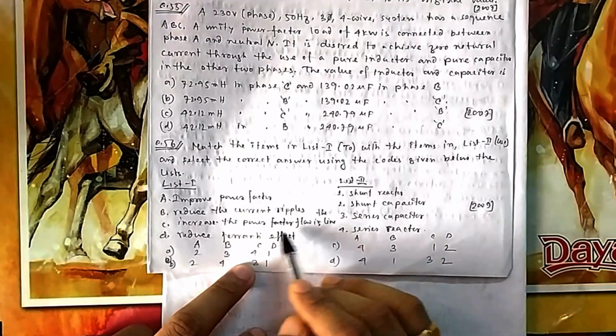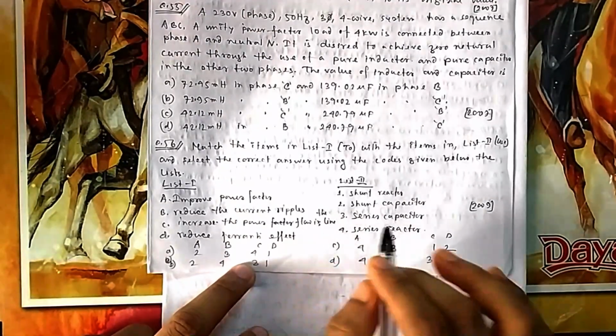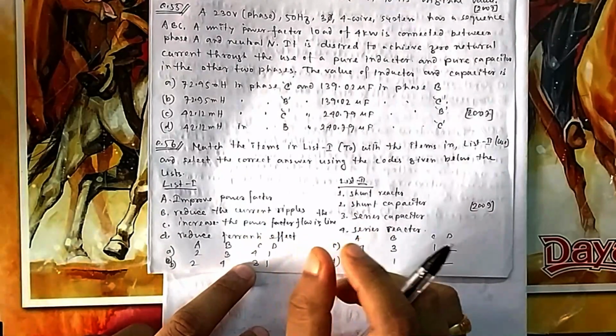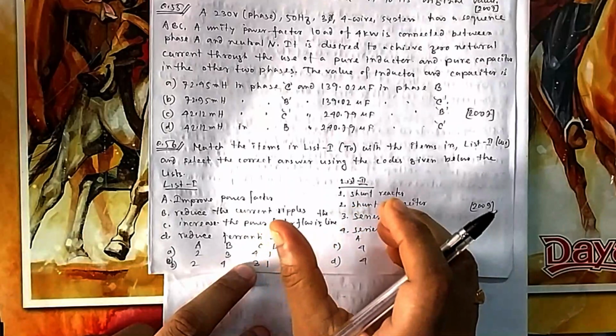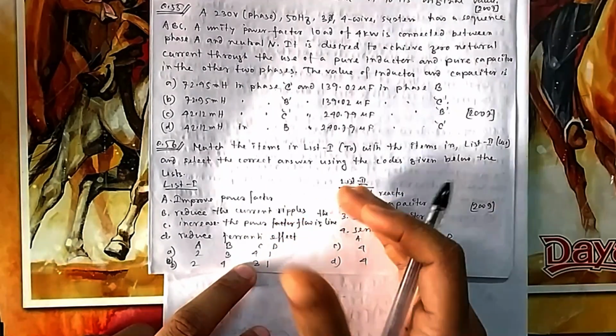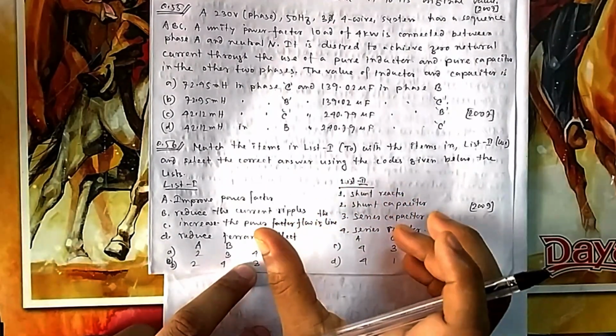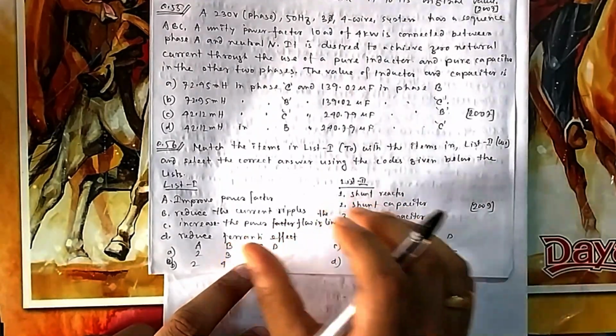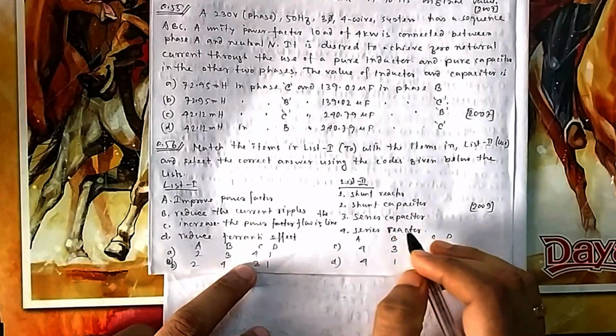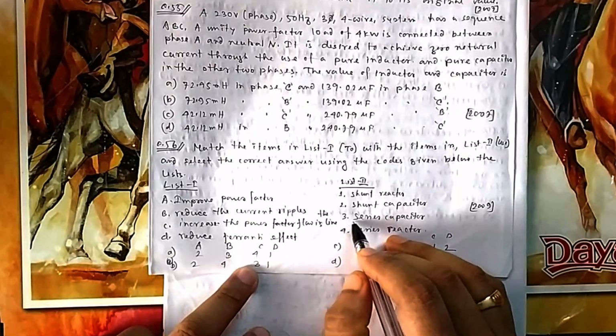Increase the power flow. If you want to increase the power flow, you want to reduce the X. If you put series capacitance in the line, then that series inductance will get nullified by that series capacitance. Series reactance XL will get compensated with that series compensation. So that's why that will be 3.